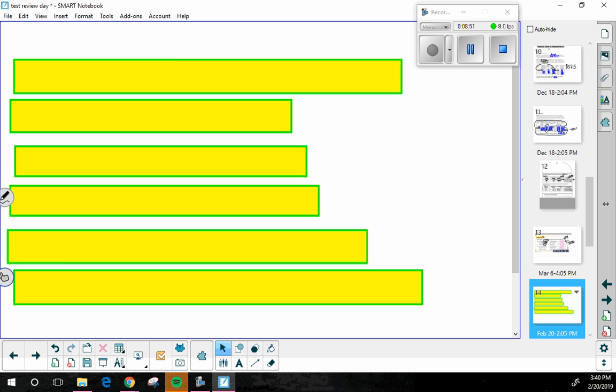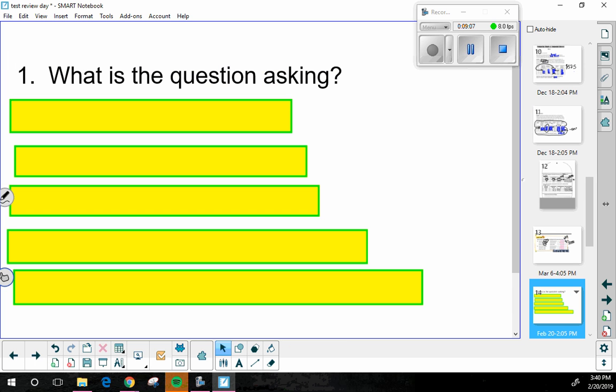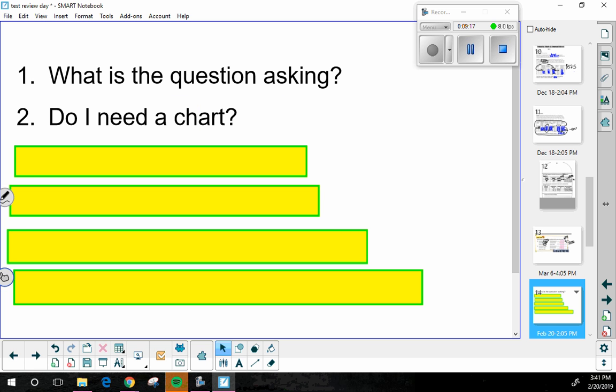But just to summarize, when you're going through your questions tonight on the test review and tomorrow, first thing you're going to do is read the question, read the whole problem, and then go back and ask, all right, what is this question asking? What am I looking for? That's the big thing. Do I need a chart?